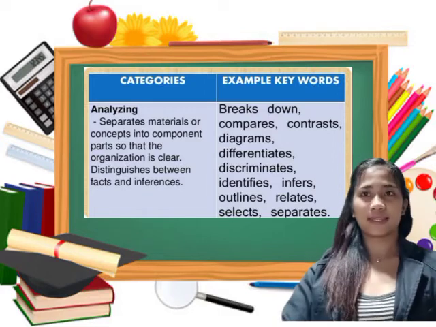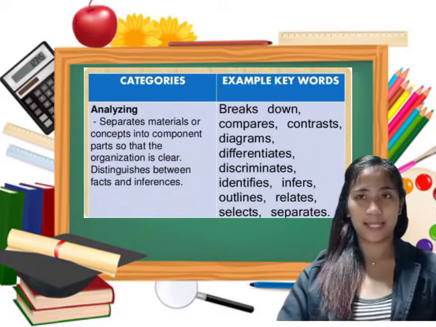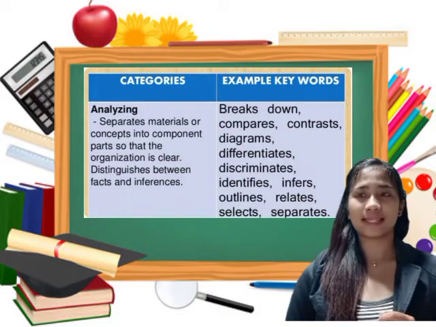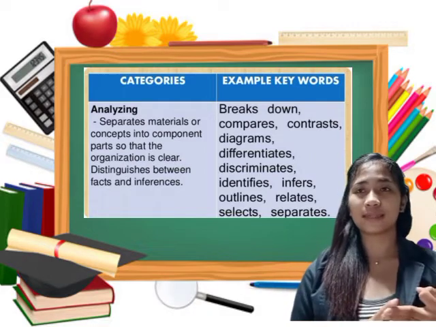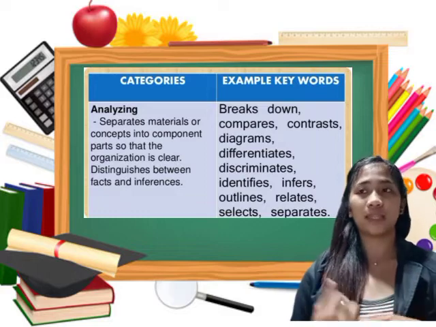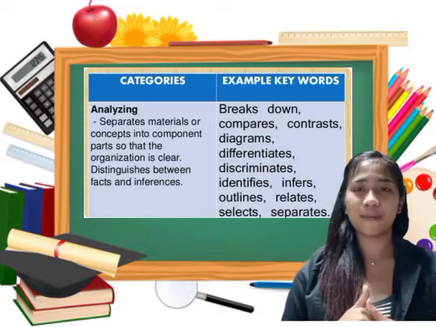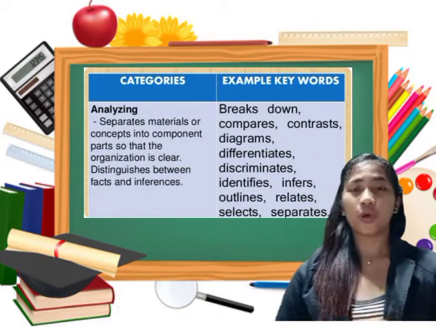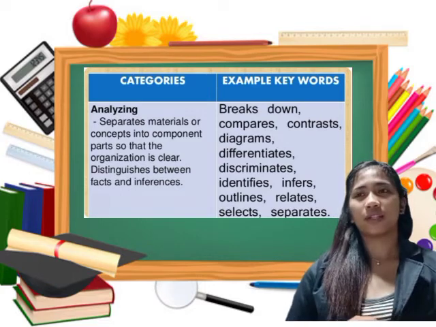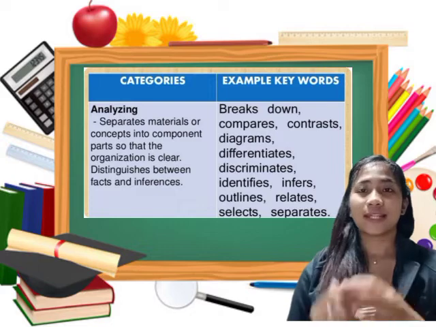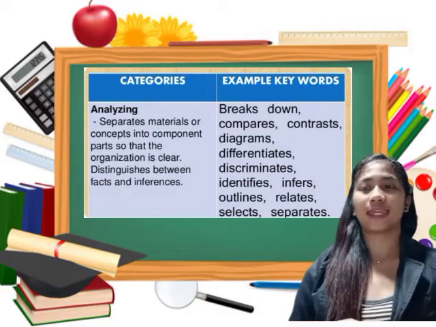The next category is analyzing. Analyzing means separating materials or concepts into component parts so that the organization is clear. Distinguish between facts and inferences. The keywords for this category are breaks down, compares, contrasts, diagrams, differentiates, discriminates, identifies, infers, outlines, relates, selects, and separates. An example objective for this category is: compare and contrast the difference between critical and creative thinking. The objective will be, at the end of the discussion, the students will be able to compare and contrast the difference between creative and critical thinking, like that.